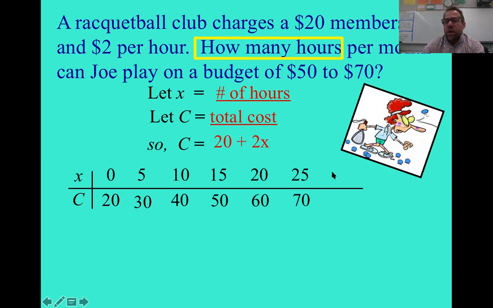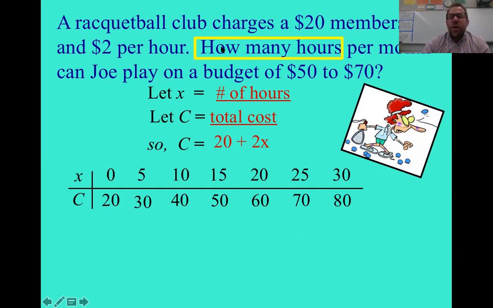How about 30 hours? Let's say his ankle's feeling really good and he's playing a lot of racquetball. So 30 hours would cost $80. Okay, now let's go back to the question here. I don't want to lose you, so hang in there with me.